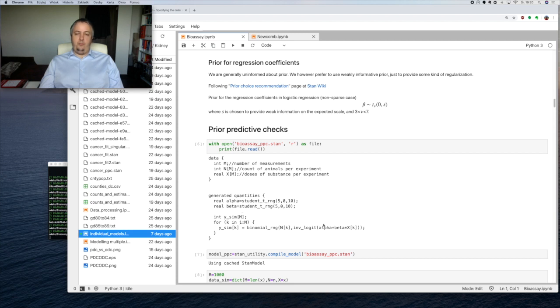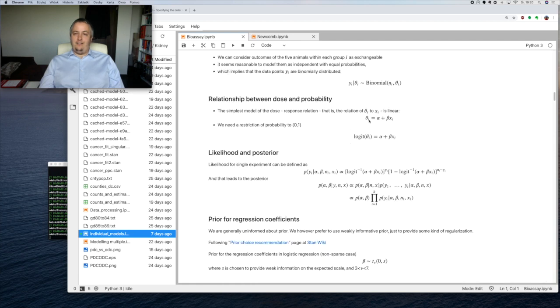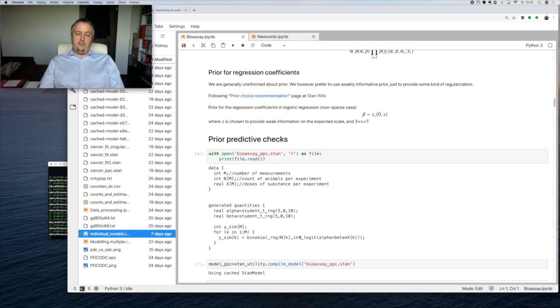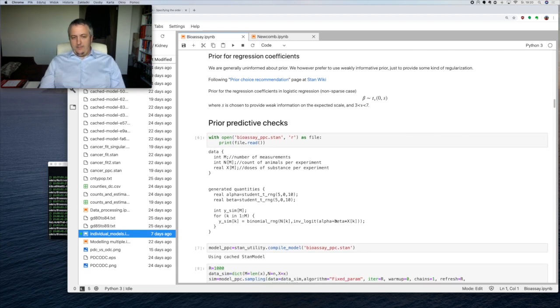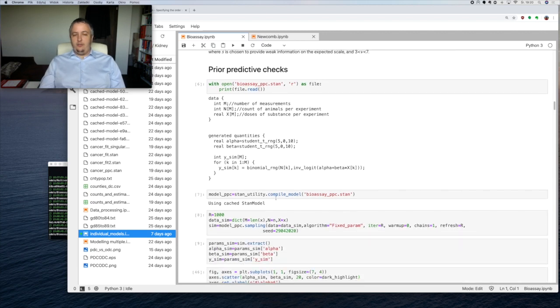And for each of those alpha and beta, we conduct the separate simulation for each of the doses. So we compute the theta parameter for the binomial as inverse logit of alpha plus beta times the dosage, and we will perform it for each of the dedicated number of experiments. So compilation of this model we'll do off screen. We are using the cache model, and we set up parameters of our models. Again, because we are not fitting, we are just sampling, so using fixed parameters solver.